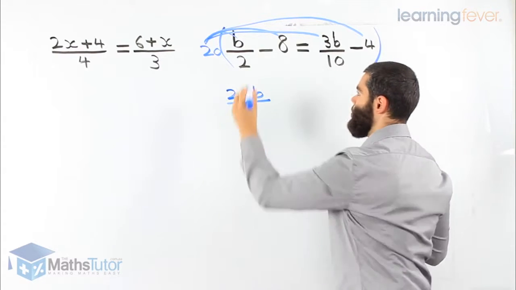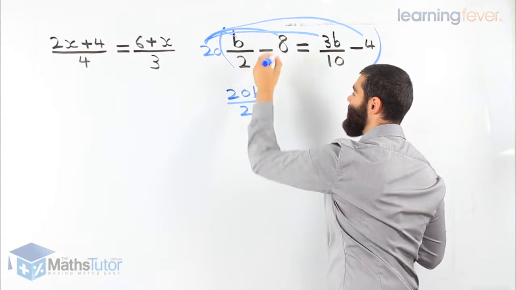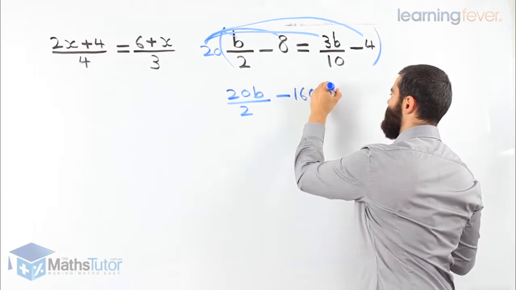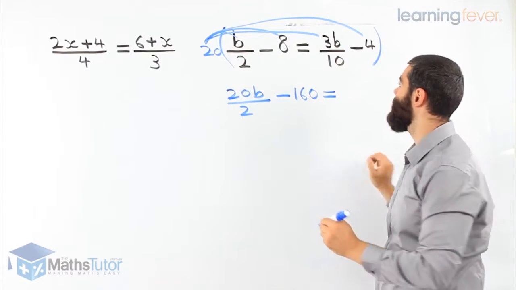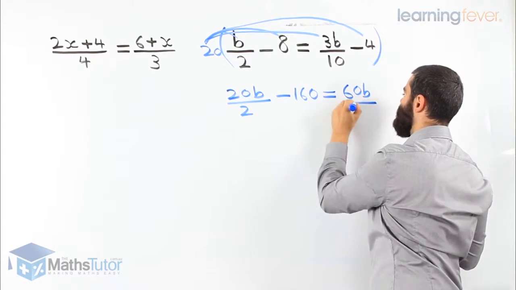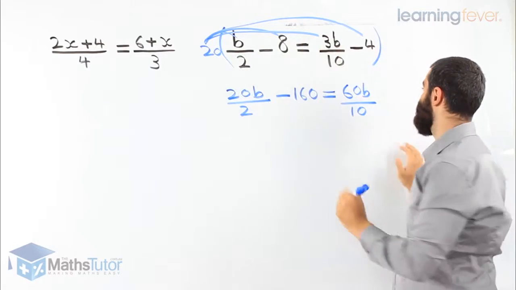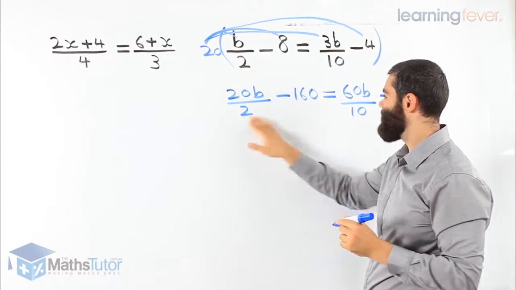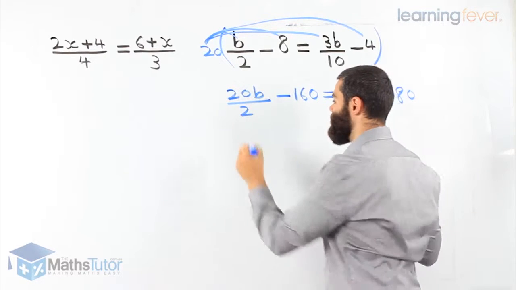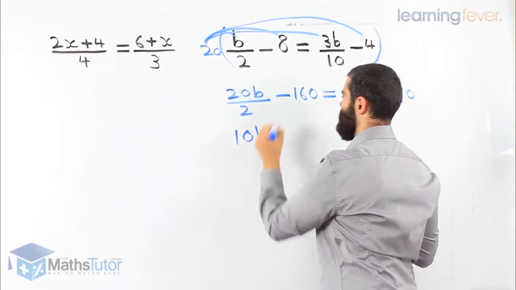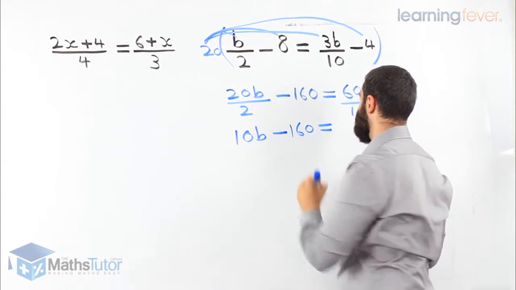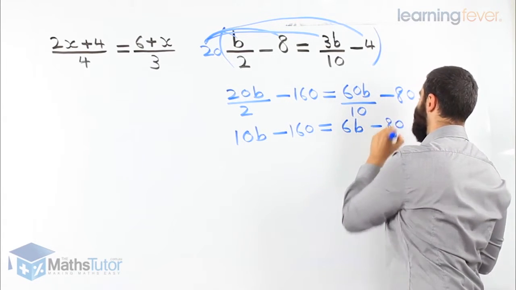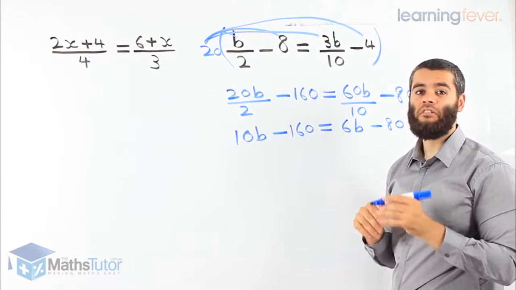20b over 2 minus 20 times negative 8 is minus 160, equals 20 times 3b over 10, and 20 times negative 4 is minus 80. Now we want to eliminate and divide to get rid of the denominators. 20 divided by 2, 10b minus 160 equals 60 divided by 10 is 6b minus 80. We have an equation and the denominators are gone.